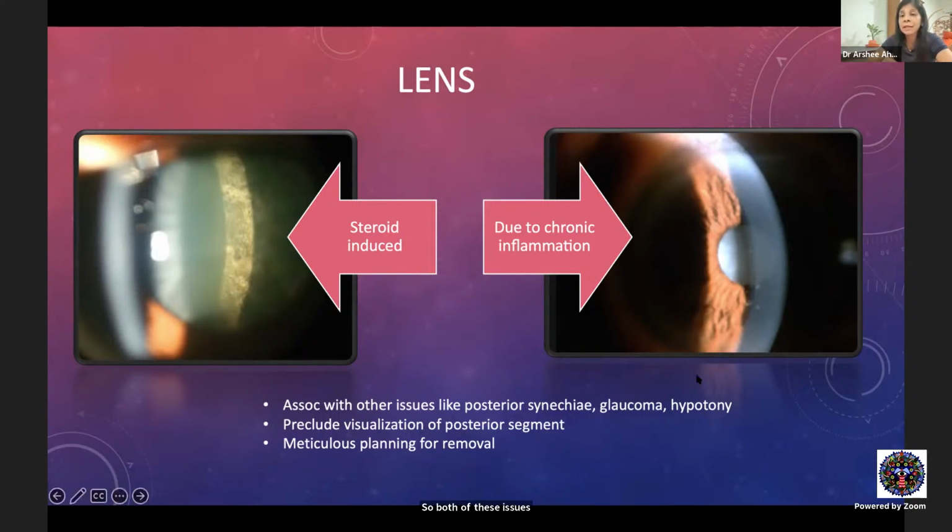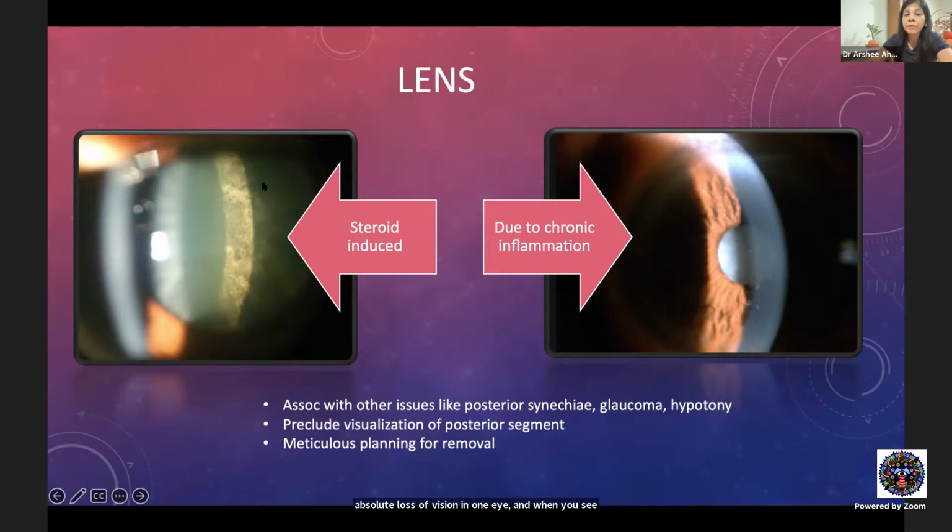In this photograph, we see a patient with Fuchs heterochromic iridocyclitis, a young patient who suddenly noticed absolute loss of vision in one eye. And when you see the patient, it is a Fuchs heterochromic iridocyclitis with a total cataract.